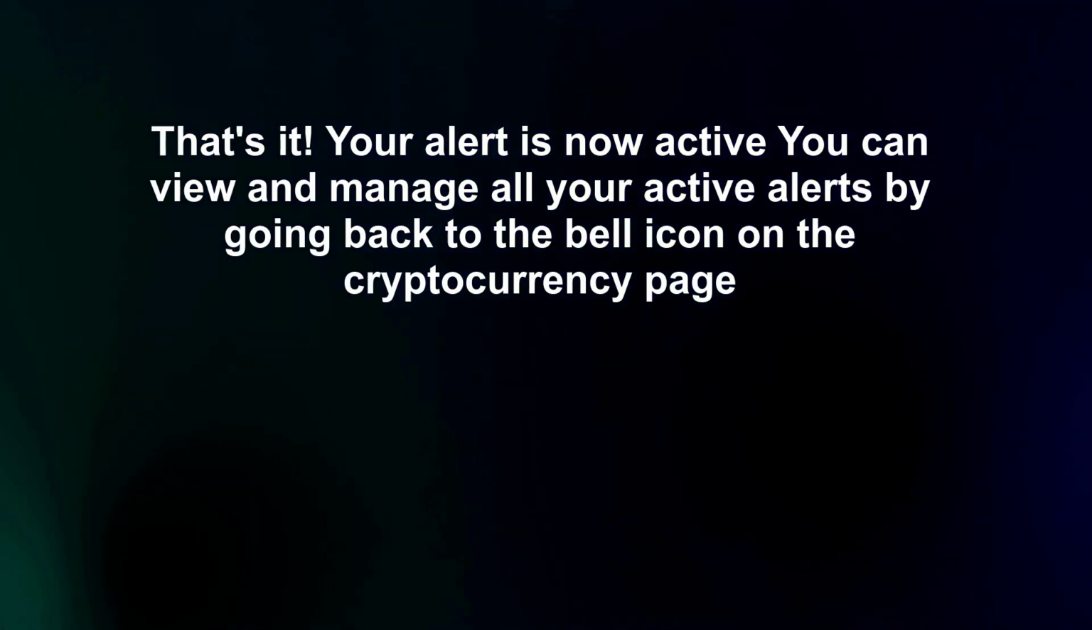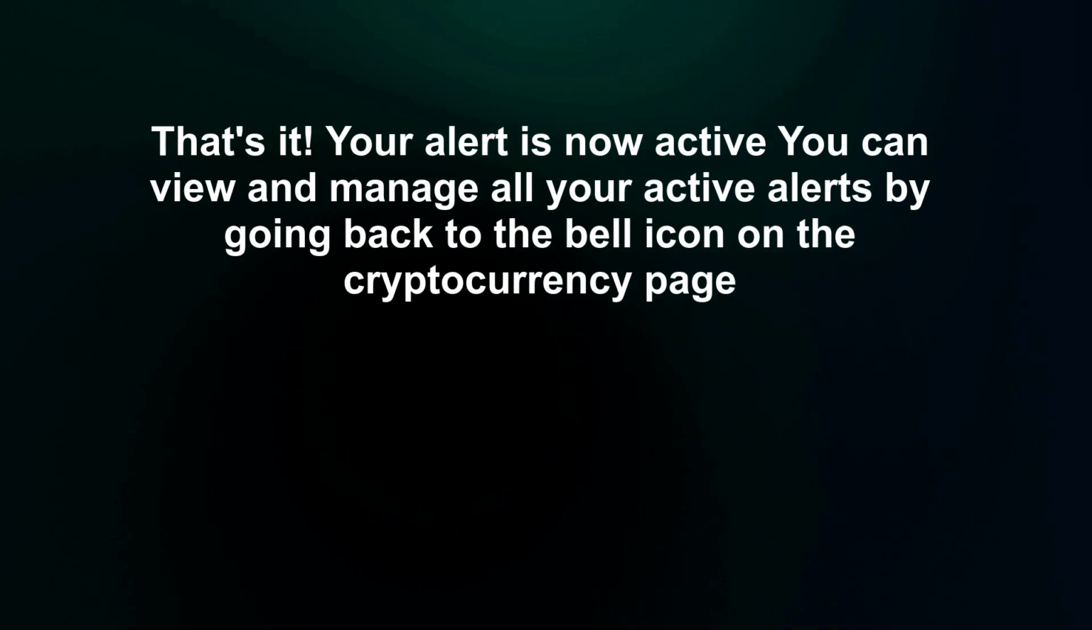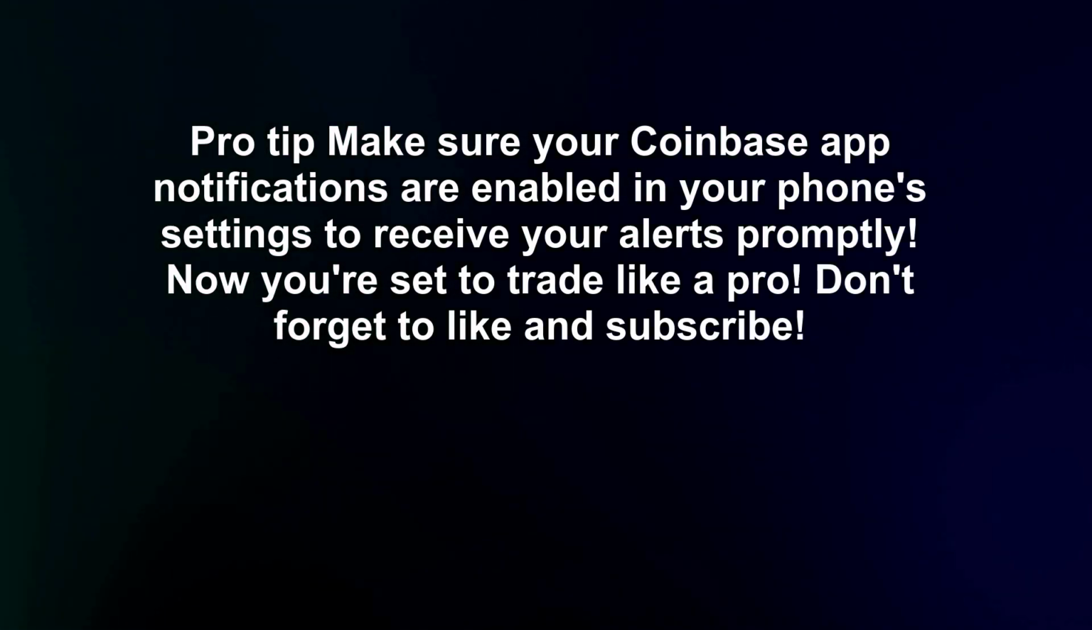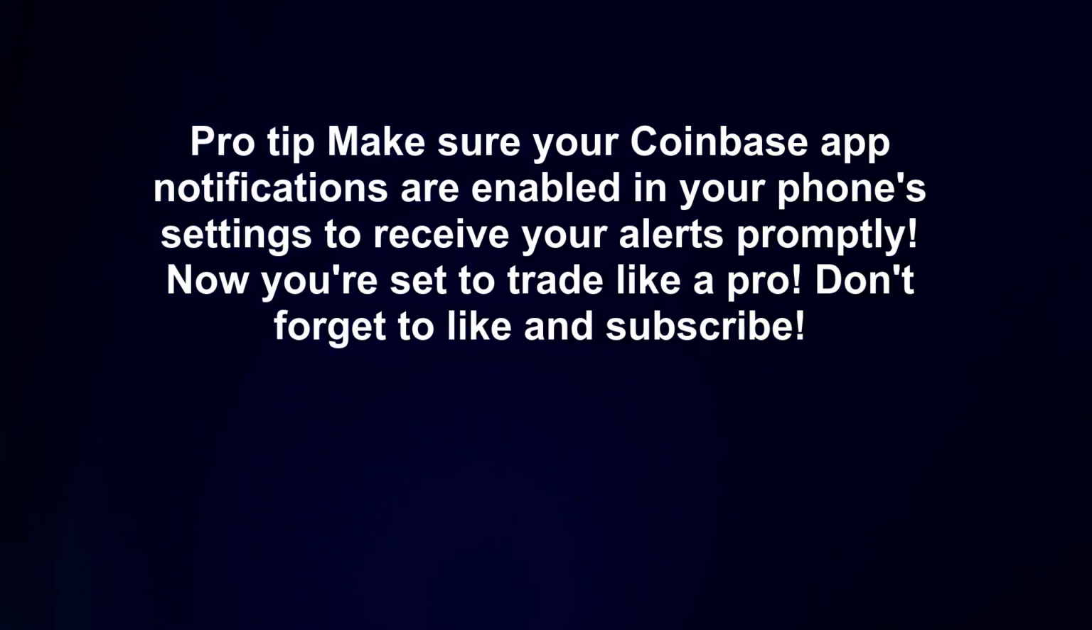You can view and manage all your active alerts by going back to the bell icon on the cryptocurrency page. Pro tip: make sure your Coinbase app notifications are enabled in your phone settings to receive your alerts promptly. Now you're set to trade like a pro.